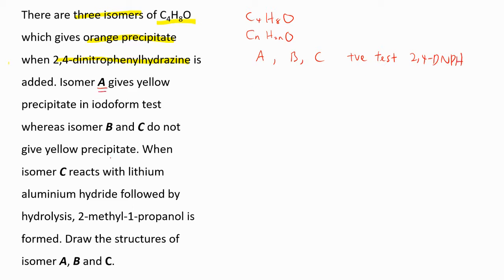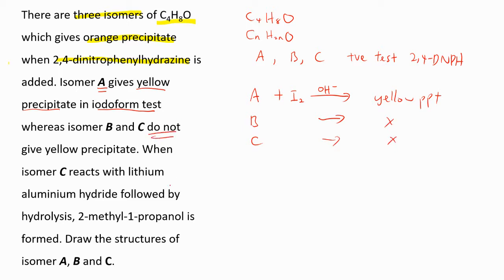Now next one. Isomer A gives yellow precipitate in the iodoform test. Let's write down here: A plus iodoform test, basic, and then we get yellow precipitate. But B and C don't give yellow precipitate.